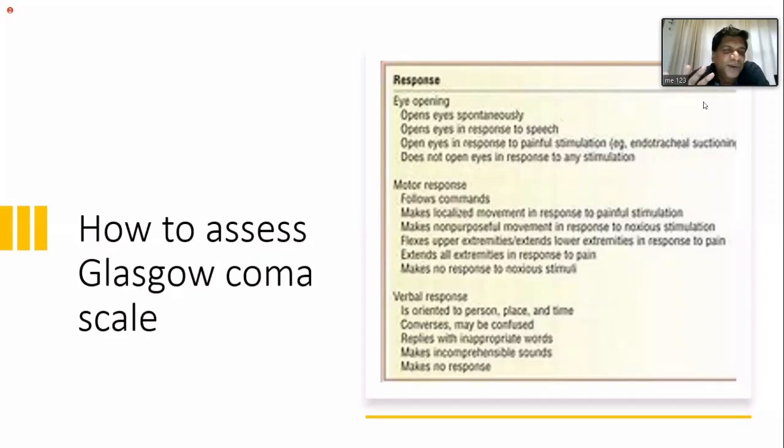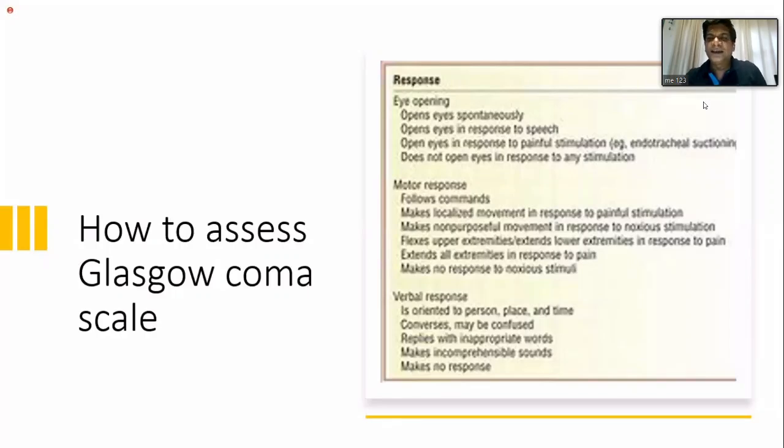There are 6 components in the motor response, right? He obeys the commands. And then you make a painful stimulus. Say you pinch here, he'll bring his hand and try to take your hand away. So if you make a painful stimulus, he will try to touch the stimulus and take it away. That is localizes the pain. That gives 5 marks.